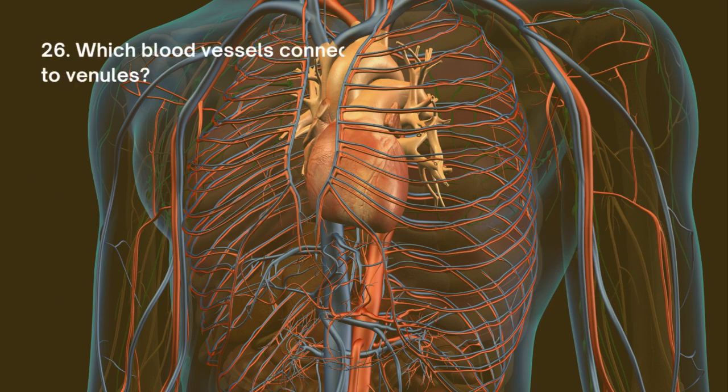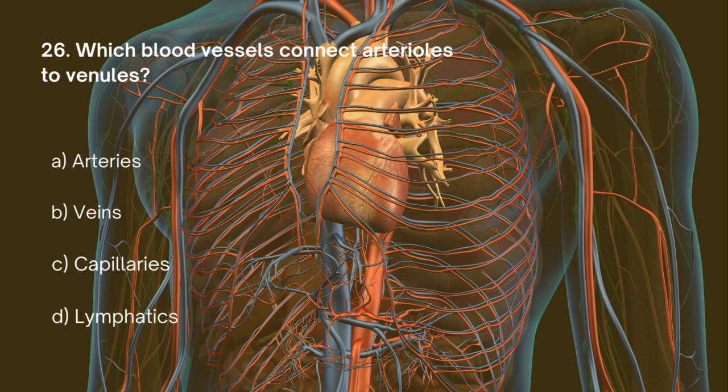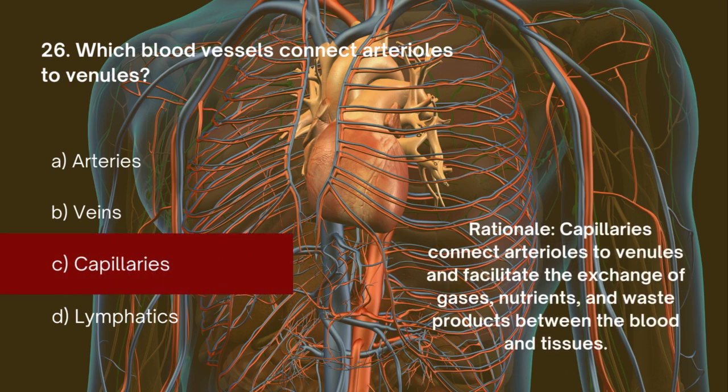26. Which blood vessels connect arterioles to venules? A. Arteries. B. Veins. C. Capillaries. D. Lymphatics. Rationale: capillaries connect arterioles to venules and facilitate the exchange of gases, nutrients, and waste products between the blood and tissues.